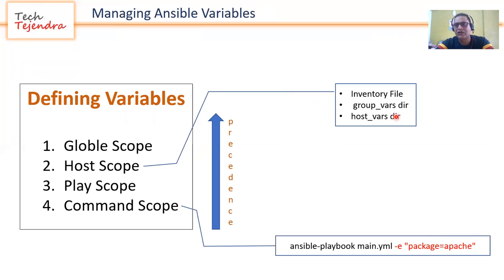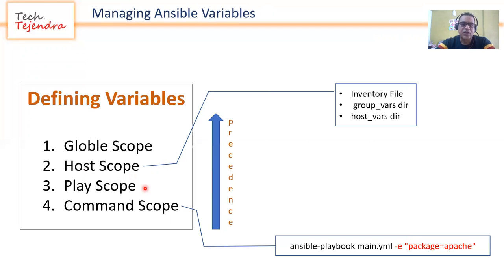If you want to define any kind of variable for a whole group, suppose you have a web group in your inventory file, and inside the web group you have 4 hosts, then any variable which will be applied to all the hosts in the group, you can define inside the group_vars directory. And if a variable is for a particular host, then you can define it in the host_vars directory. I will give you an example in the demonstration, because this is the best way to define variables. Ansible recommends that if you want to define a variable, the host scope is the best place to define it.